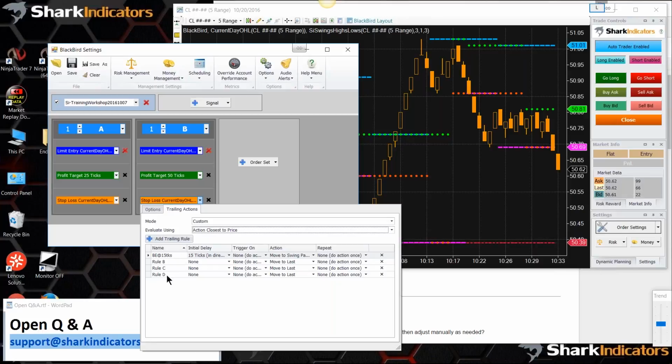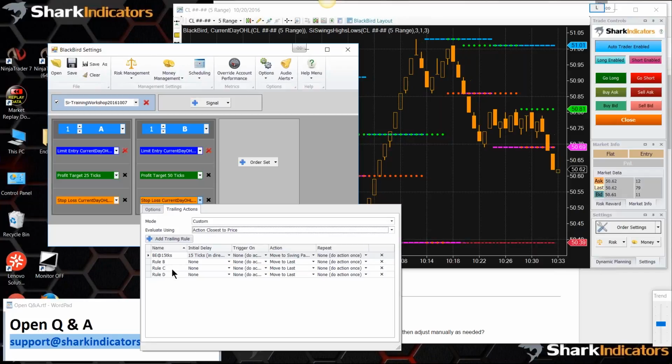So if I've got four rules here, and two or three of the rules are all trying to execute at the same time, then whichever rule is going to move my stop loss closest to price, or closest to the market price, that's the one that gets executed. Then of course you could say, well, whichever rule is going to push my stop loss furthest away from price, that one has priority, right? So whichever trailing rule is going to move my stop loss furthest away from price would be the one that has priority and gets executed.